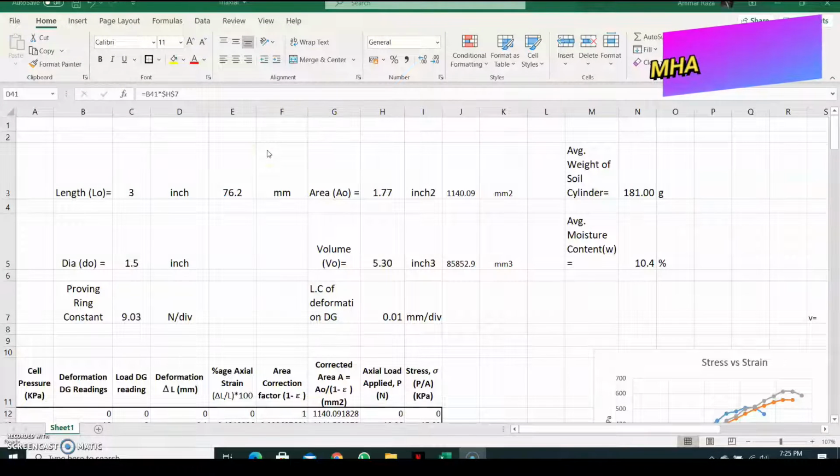The steps involved in the triaxial compression test are very similar to those of the unconfined compression test. Because the machine we used was the same, our proving ring constant will be the same, and our deflection dial gauge least count will be the same. And because the dimensions of the cylinder were also the same, our volume and area will also be the same.